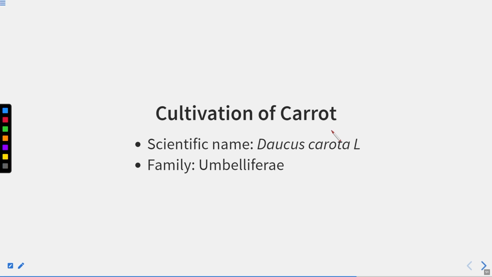Cultivation of carrot. Now the scientific name is Daucus carota Linnaeus and the family Umbelliferae or Apiaceae. Right, both the names are okay. Sometimes it is called Umbelliferae and the other name is Apiaceae.